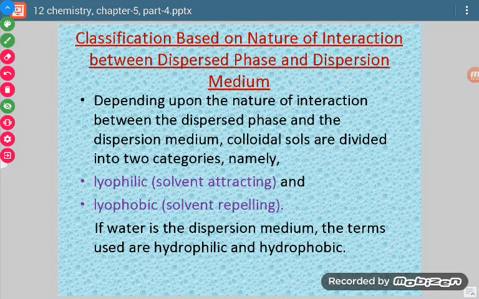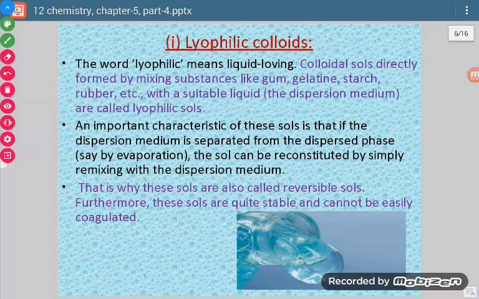and lyophobic sols. Now in case water is the dispersion medium, then we say this is hydrophilic and this is hydrophobic. When our solvent is water, water is represented by hydro. So the word hydro means water. So if water is the solvent, then we say it is hydrophilic or hydrophobic. Okay. Now first of all let us discuss lyophilic colloids.